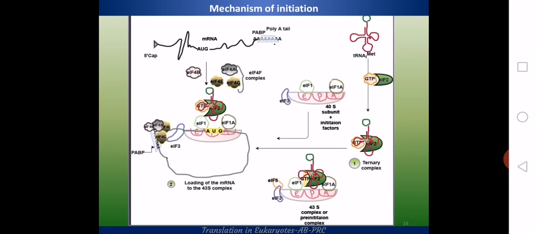You can see there is the 4F complex coming in one side, and on the other side you can see the ternary complex. The ternary complex with the 40S will form the 43S complex, the pre-initiation complex. Then the mRNA will be positioned into the pre-initiation complex with the help of the 4F. Okay, so this is loaded now. So these are the first two steps. One is the ternary complex formation, and second is the loading of this mRNA to the 43S complex.